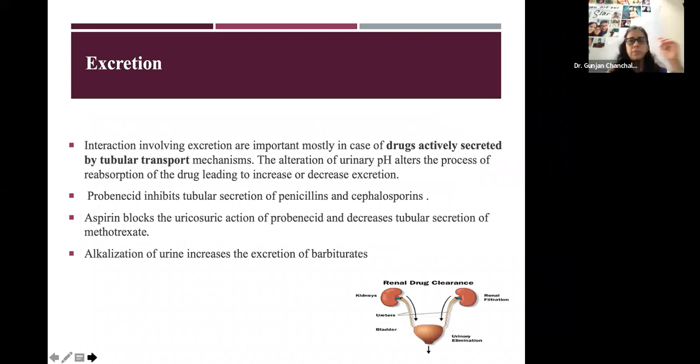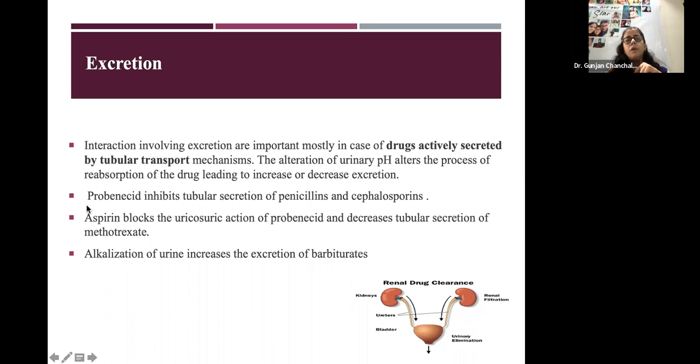Now coming to excretion. Okay. Interaction in excretion is mainly because the drugs are actively secreted by the kidney in the renal tubules. Okay, so if the urinary pH is altered, it will alter the process of reabsorption. When there is drug clearance in the kidney, first the drug is filtered at the glomerular basement membrane, and then in the tubules it is either actively secreted or reabsorbed back. So altering the urinary pH will alter this reabsorption of the drug back into the blood circulation.